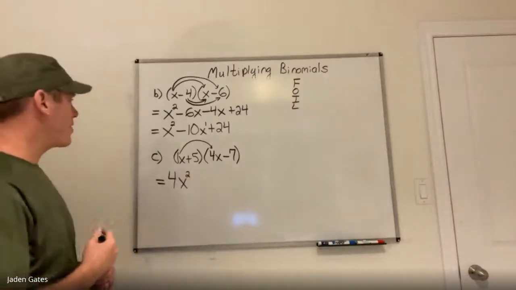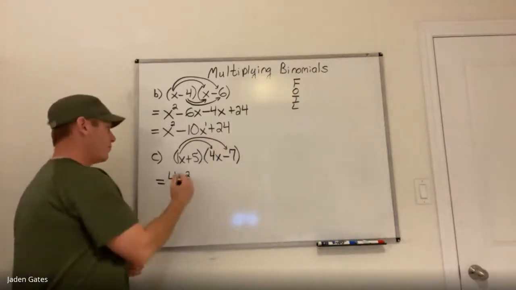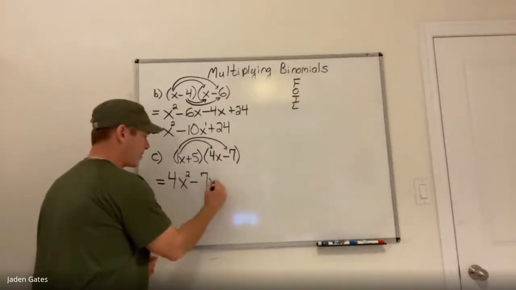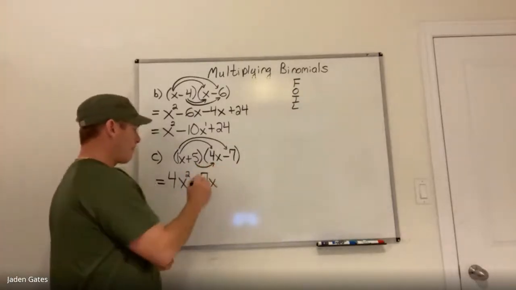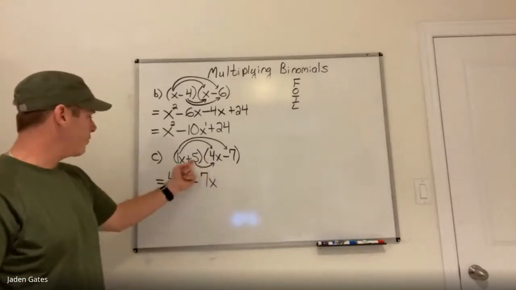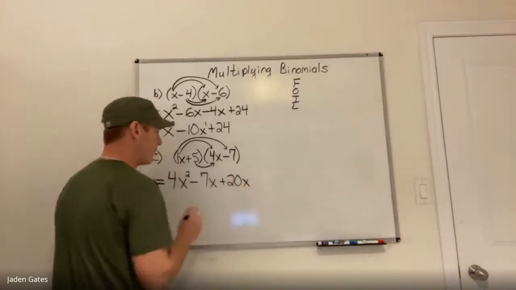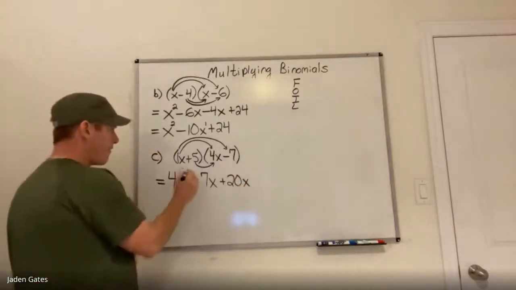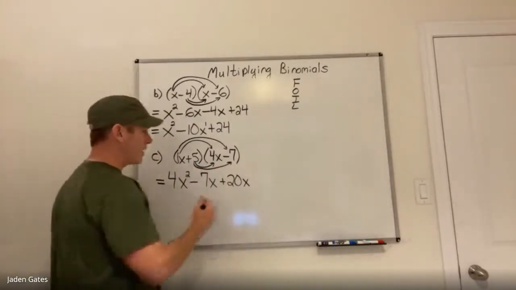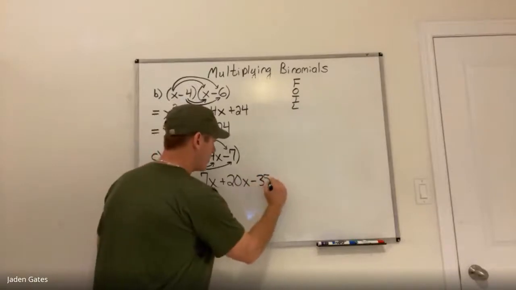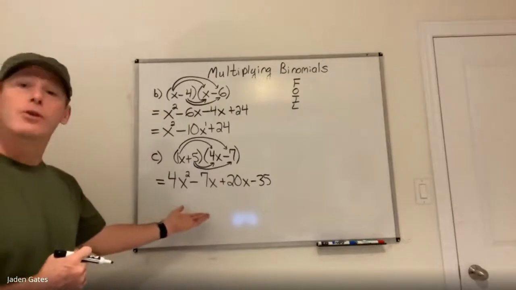All right, then the outside ones. So now I'm going to have, again, x times minus 7. So that is going to be a minus 7x. All right, and then the inside ones. And so I have 5 and a 4x, so 5 times 4x. Well, 5 times 4 is 20, and then I have that x there. And then last, 5 times a minus 7, positive times a negative is going to give us a negative, and so we have minus 35.